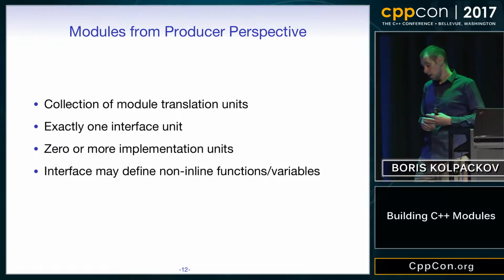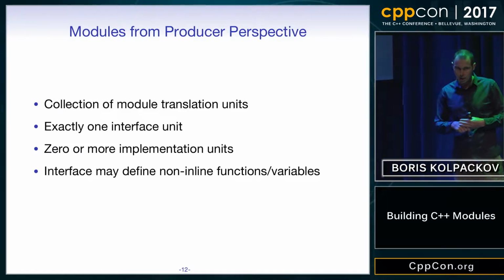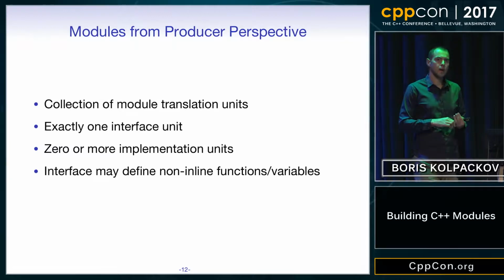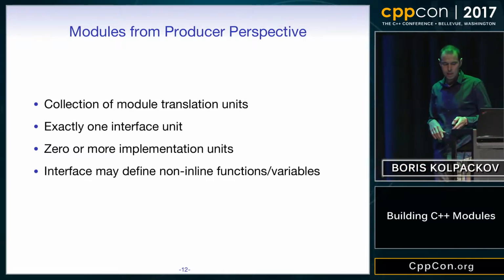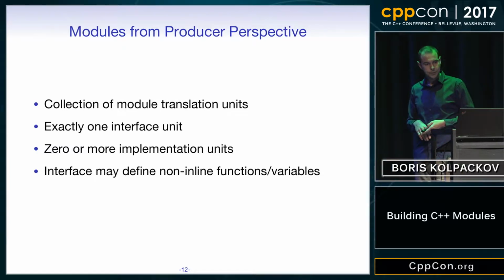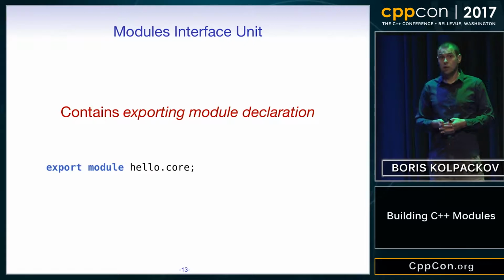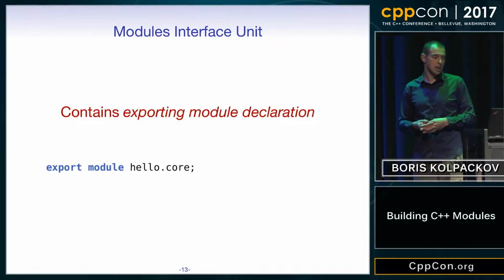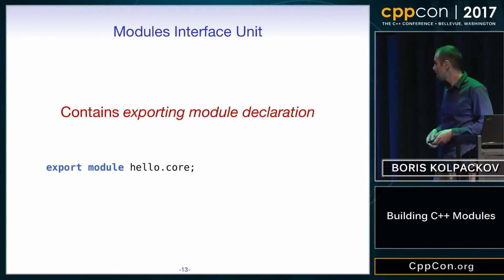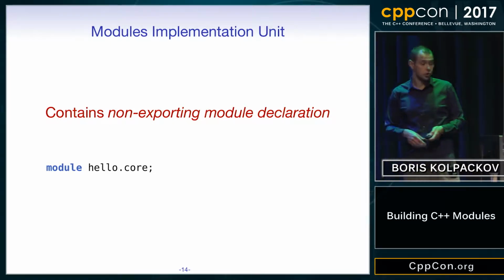And I must add, and this is unlike headers and makes a lot of people excited, a module interface unit can define non-inline functions and variables. So we'll see where that leads in a bit. A translation unit is a module interface unit if it contains an exporting module declaration. Right? Export module and then the module name. You can probably guess, it's an implementation unit if it contains a non-exporting module declaration.